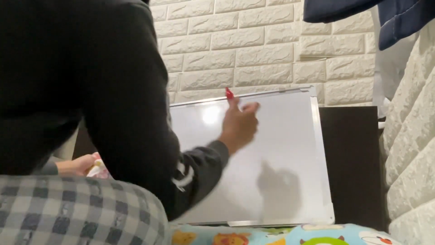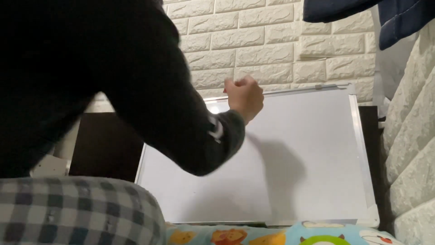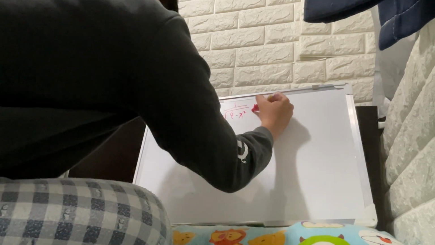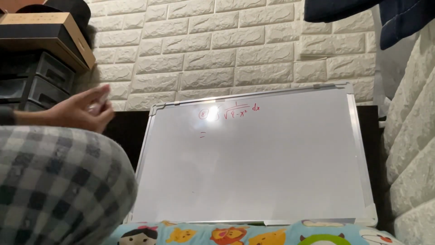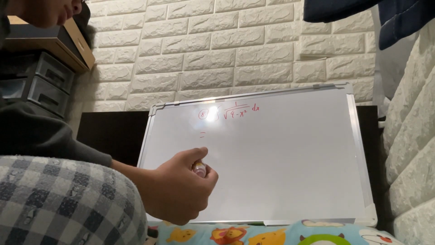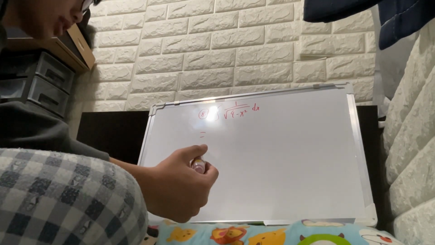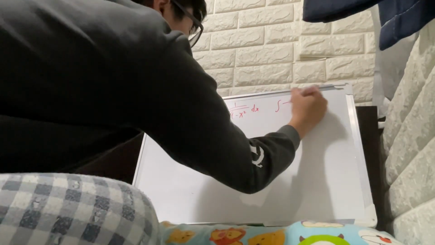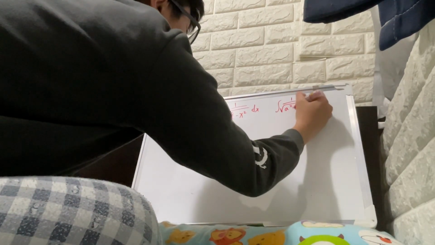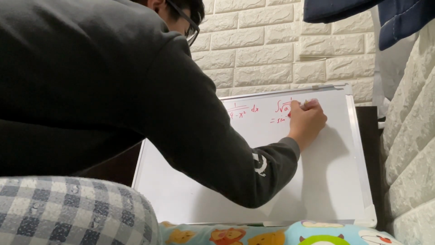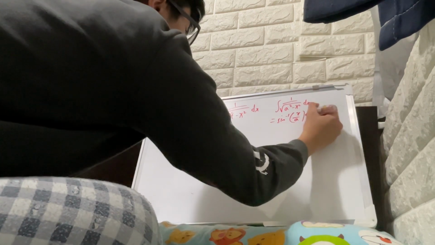The 8th one. This is really easy. The integral of 1 over the square root of 4 minus x squared. Whenever you see an integral in this form, I recommend you memorize this formula: the integral of 1 over the square root of a squared minus x squared dx is just equal to inverse sine of x over a plus c.